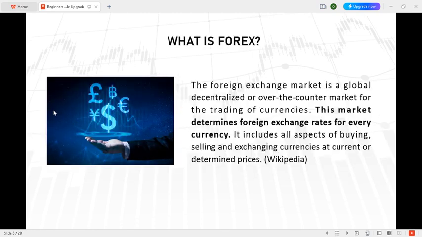Now, module one, what is Forex? The foreign exchange market is a global decentralized over the counter market for trading of currency. So, in a nutshell, this is an online platform where you have the opportunity, you and I, irrespective of the country you find yourself, to trade currency pairs either by buying them or by selling them.